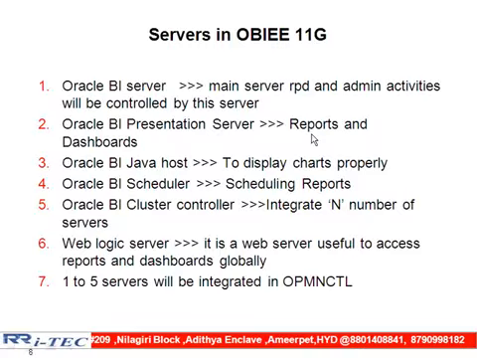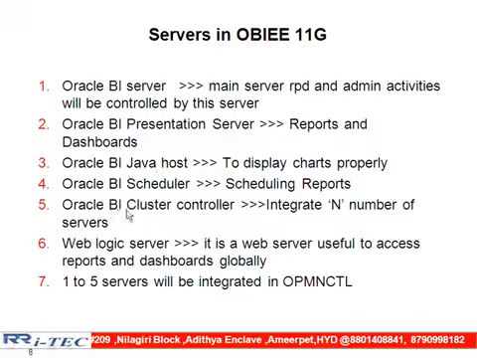For that graph to display properly, we require one server called Oracle BA Java host. If this particular server is not running, then only one problem will happen: charts will not display properly. Apart from that, everything will be okay. Am I clear? Right. Okay, so we understand what Oracle BA Java host is.